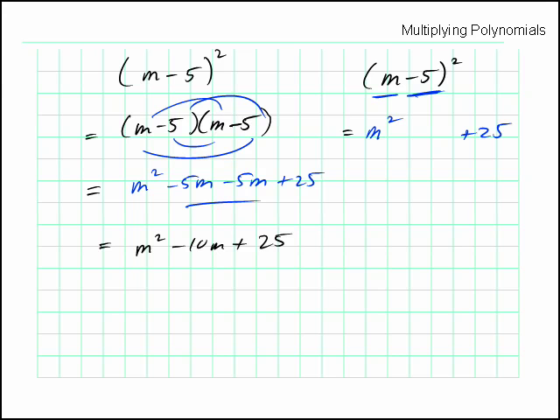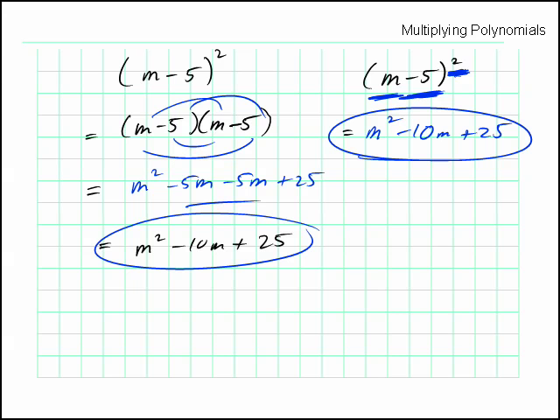The way you get the middle term is you go m times negative 5 times this 2. Now I know it's an exponent, it's just something that helps me remember to multiply by 2. M times negative 5 times 2 is negative 10m. And notice I get the same result as before. So it's a shortcut maybe that I'll mention in class.